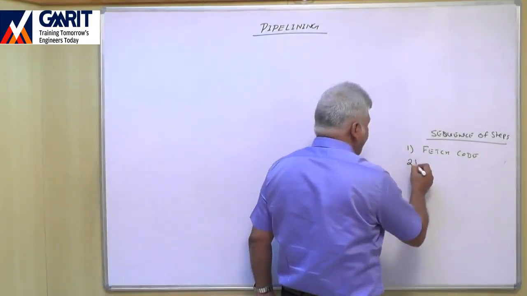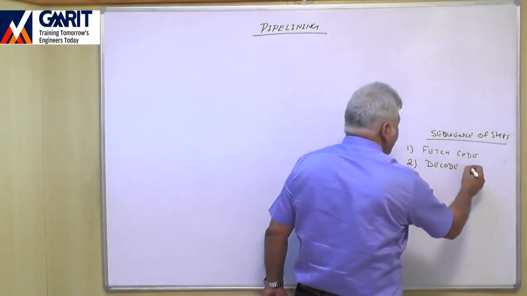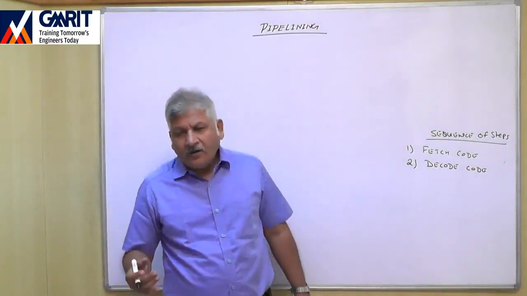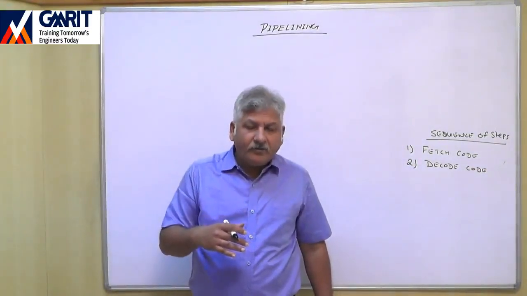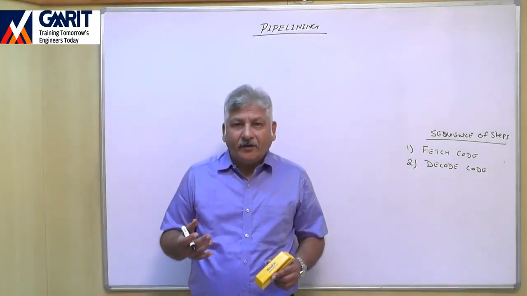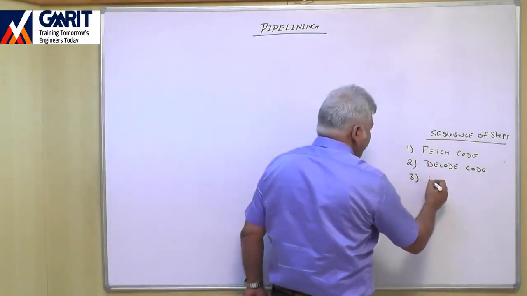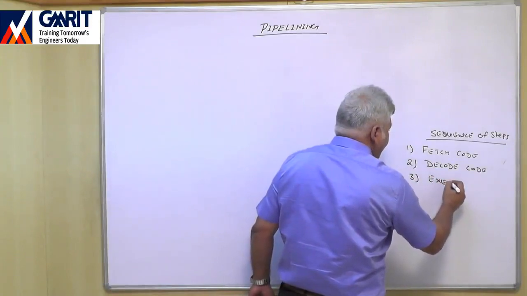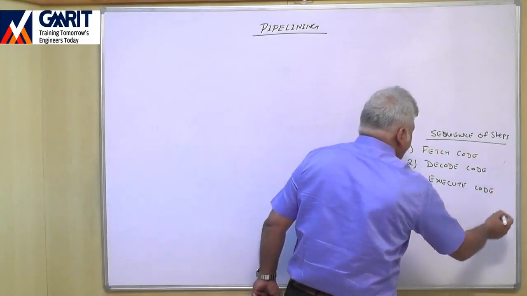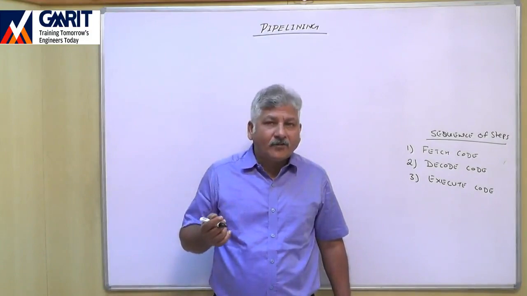So the next step will be decode the code. Once it has decoded the code, the next step will be execution of that code, right? So finally the processor will execute the code. In this way, one operation will be performed by the microprocessor.